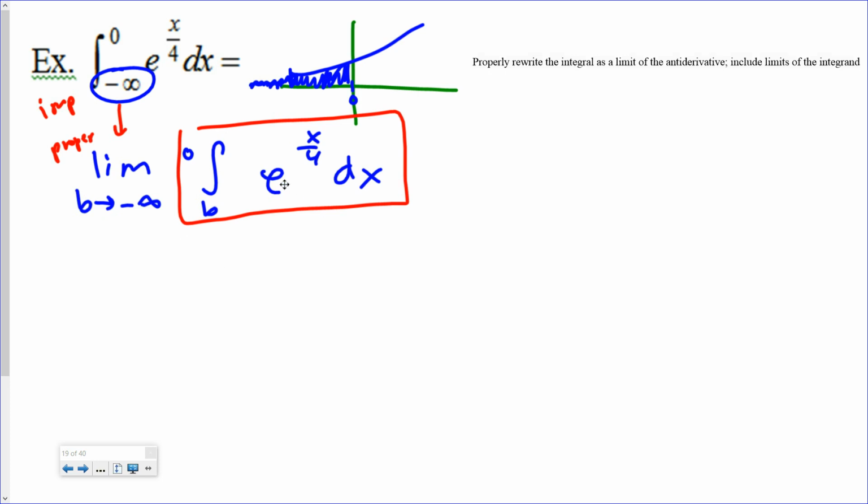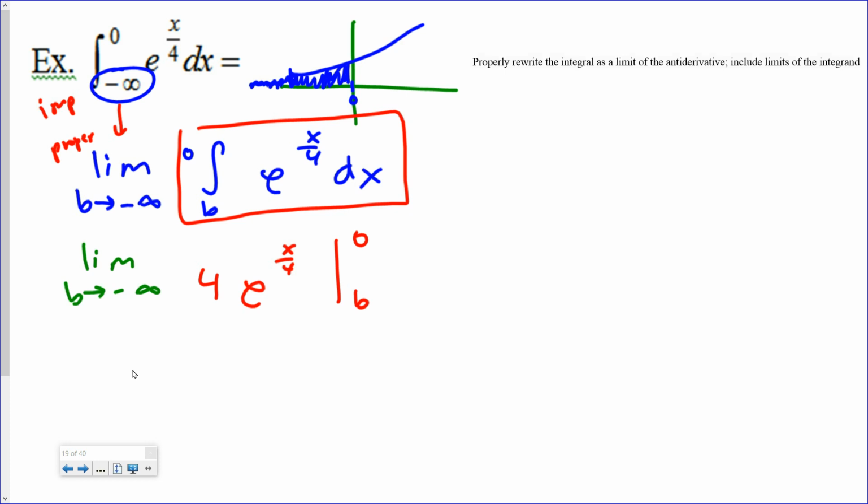All right, what's the integral of e to the u? What is it, guys? It's e to the u divided by the derivative of your u. What's the derivative of x over 4? 1/4. So what's e to the x over 4 divided by 1/4? 4e to the x over 4. Put your wind bar in from b to 0. Okay? Carry down the limit, the limit as b goes to negative infinity. All right, what's your next step?